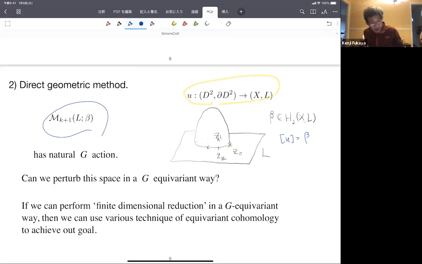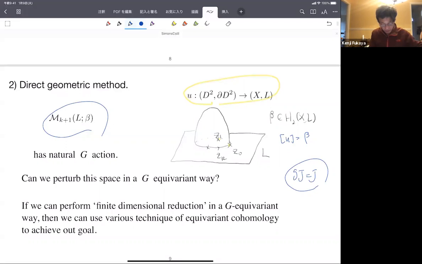And you see this moduli space itself, and we assume that J is an almost complex structure, G-equivariant. Then obviously this space has a natural G action, and its compactification also has a natural G action. But the issue is that this moduli space, as usual, is singular. So the problem is whether we can perturb these spaces in a G-equivariant way, I mean, while keeping the G actions. And that is kind of harder than just to have this homotopy G action.